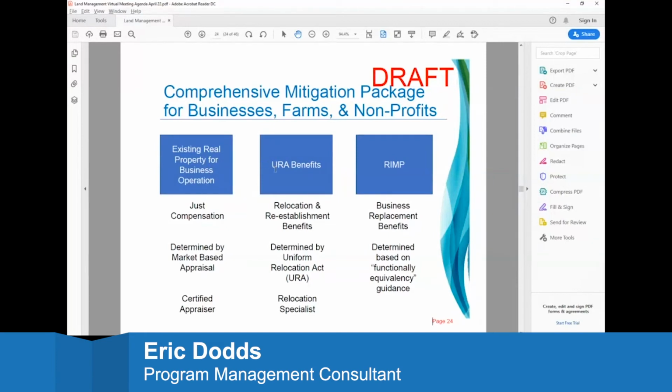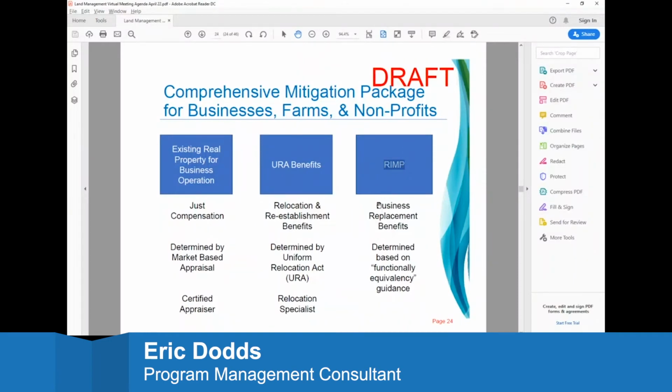In addition to that, all of the personal property and some usual business reestablishment costs are covered under standard provisions of the Uniform Relocation Act. This would include moving all of the personal property from one site to another, which you can imagine, on a farmstead, is going to be quite a bit. And then the third component, what we're talking about today, is this rural impact mitigation program.